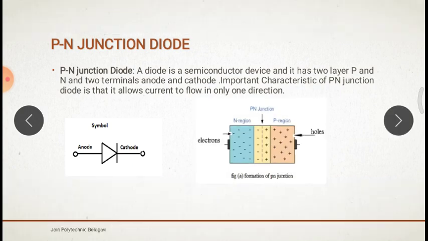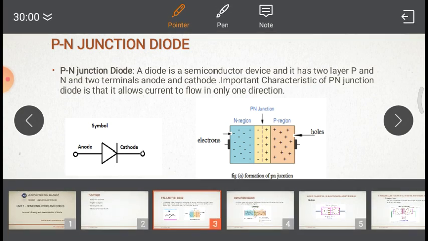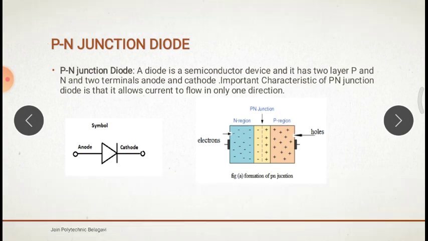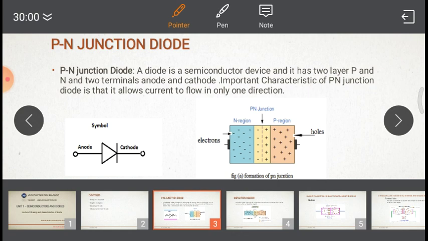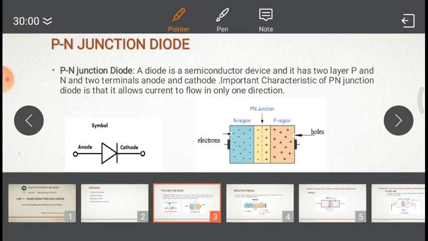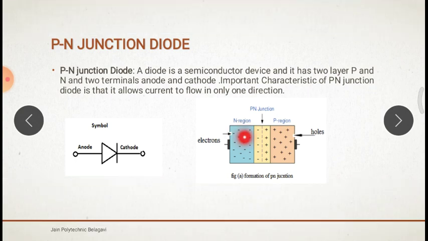See, formation of PN junction. One is the p-type material, a trivalent added extrinsic semiconductor, and the n-type is the pentavalent added one. In the n-type, electrons are majority charge carriers. In the p-type, holes are the majority charge carriers. What happens in between at that junction, we'll see in the depletion layer concept. So this is about the PN junction diode.